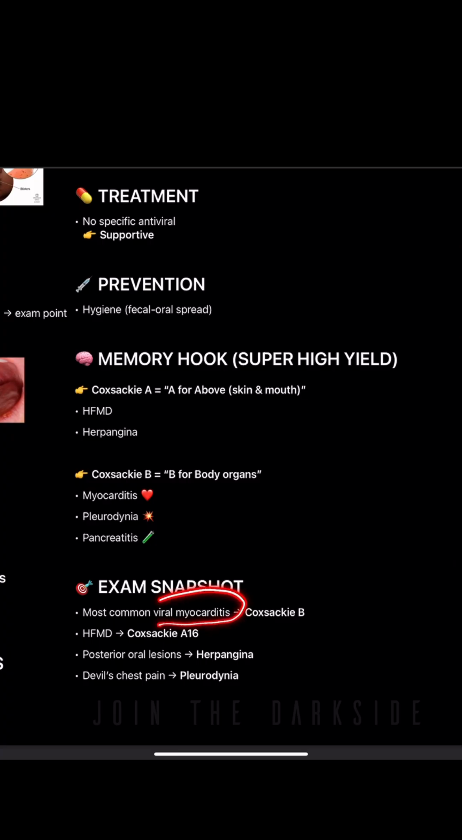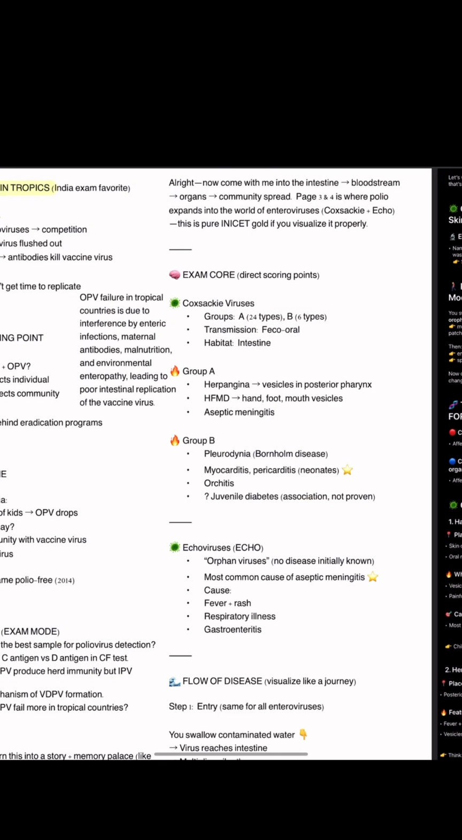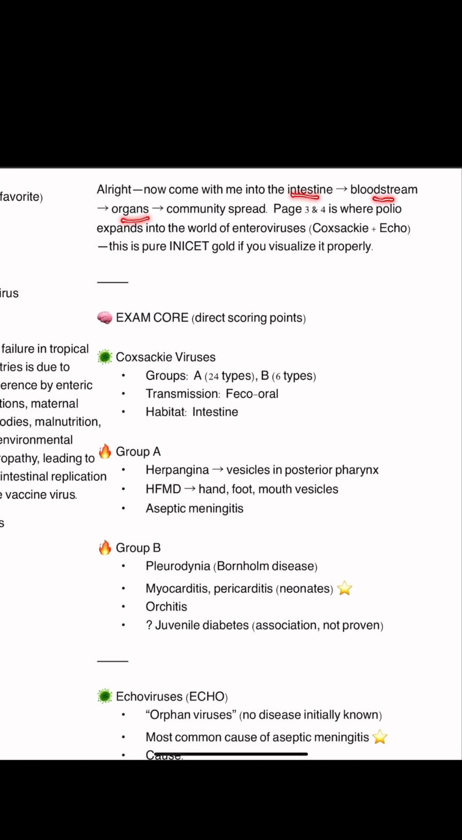Okay. Most common viral myocarditis is due to Coxsackie B. HFMD is caused by Coxsackie A16. Posterior oral region, it is herp angina, and devil's chest grip is pleurodynia. Now talking about what the book says about this, we will see. Let's go into the intestine, then bloodstream, then organs, and let's see the community spread.